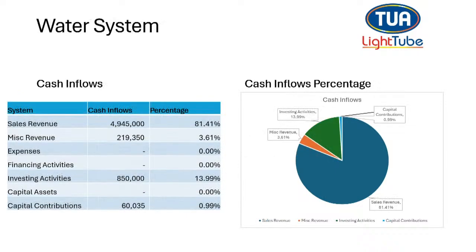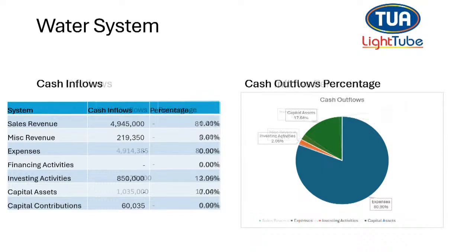So for the water system, it's going to be very similar. The sales revenue makes up about 81% of the cash inflows. Miscellaneous revenue would be similar. I think they split the customer connect fee, so those are split between the two systems. And then you've got investing activities, which is where we're pulling funds from our reserves. And then capital contributions, where we're expecting about 60,000 in developments aid from contractors and whatnot. Any questions? All right, next slide.